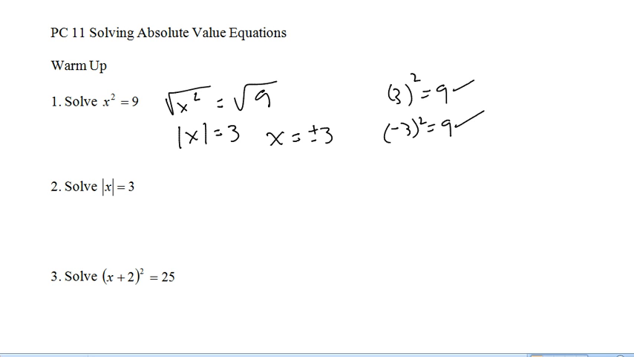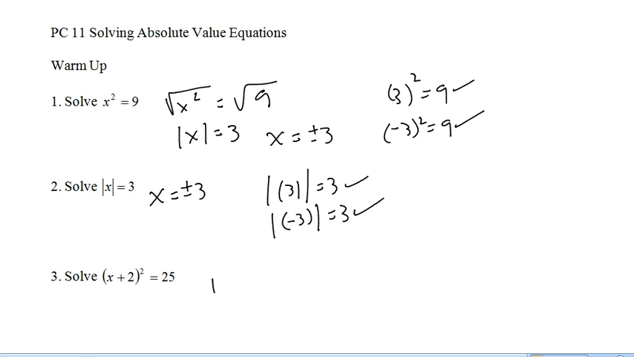Okay, next one. Absolute value of x equals 3. Well, we just did that, didn't we? So x either has to be plus or minus 3. And again, let's verify our solutions. Absolute value of 3 equals 3. And the absolute value of negative 3 also equals 3. Good. Alrighty. x plus 2 squared equals 25.